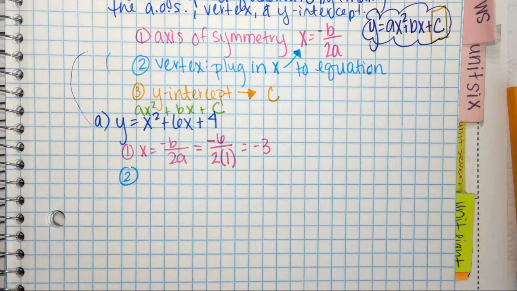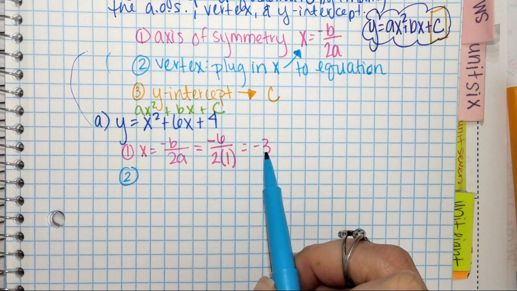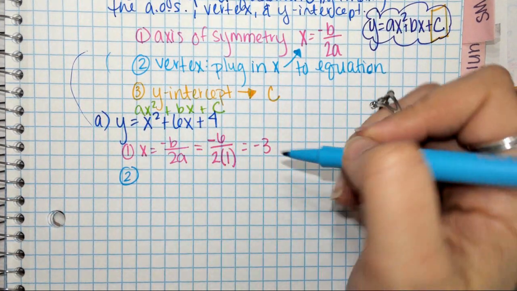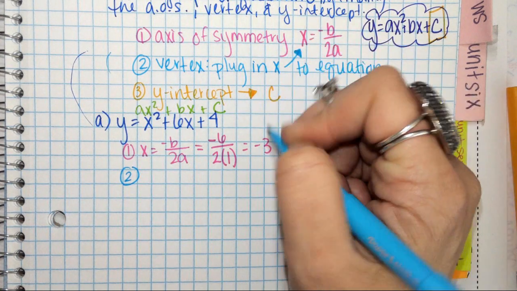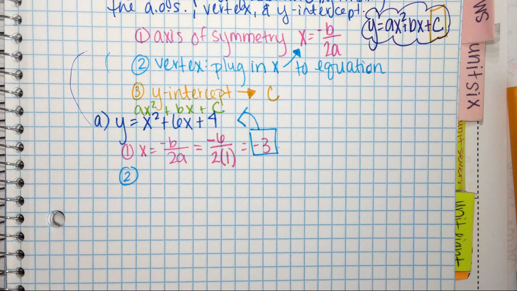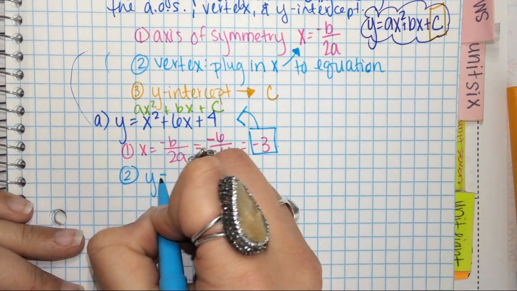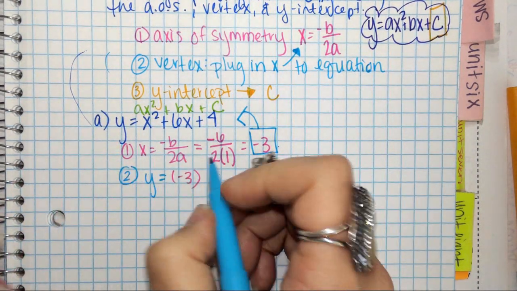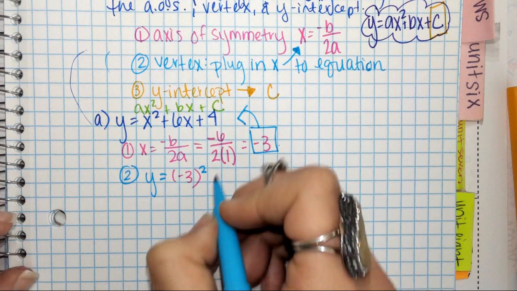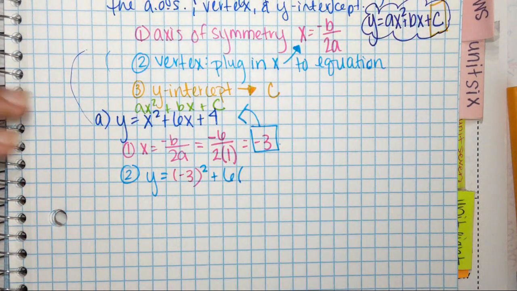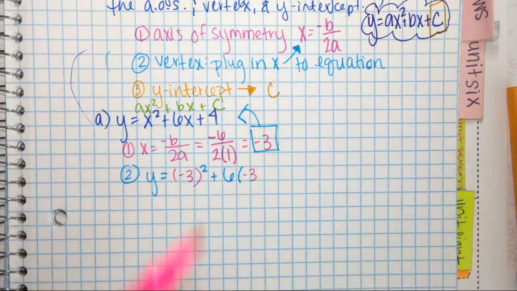Alright, so step 2. We're going to take this x value and we're going to plug it into our equation because we need to get our vertex. And this is the x coordinate of our vertex. So everywhere we see an x, we're going to plug in negative 3. Is everybody ready? We're going to write y equals negative 3 squared plus 6 times what? Negative 3.